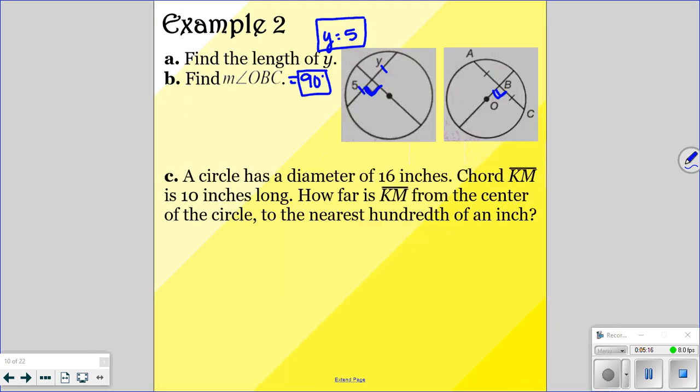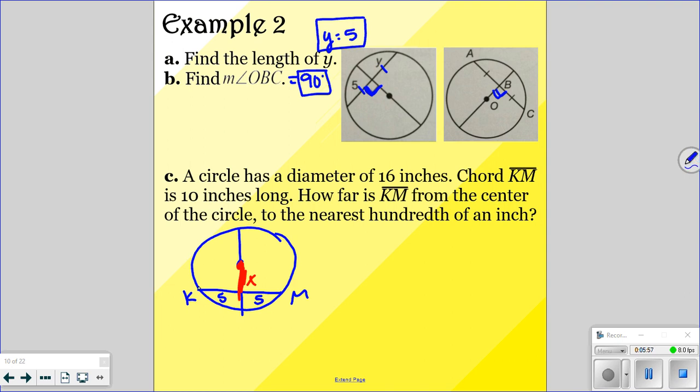So the first thing you want to do on these is to draw the figure. So you're going to draw a circle, and you always want to draw a diameter and then the chord. You want them to intersect. So it tells you the diameter is 16 and the chord KM is 10. So that means that this side here is 5 and this side here is 5. And it wants to know how far is KM from the center. So what is the distance here? So we'll label that X.